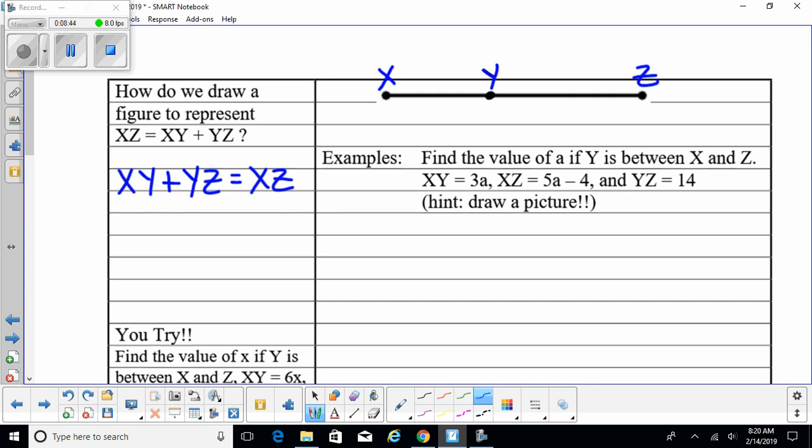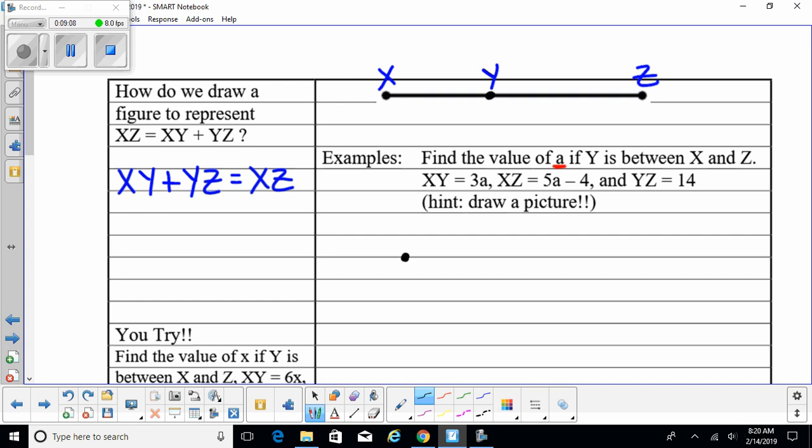Now we have an example where things get a little crazy, okay? Using the concept we just talked about, we're going to draw ourselves our own picture to solve this problem. It says find the value of a, so here's our variable. If Y, big Y, is a point between X and Z, then they give us some information about each of those segments.